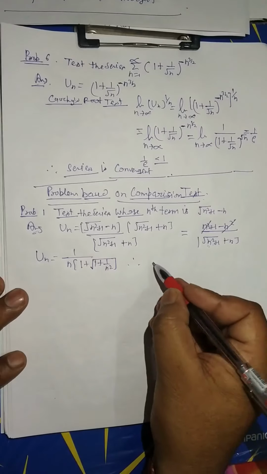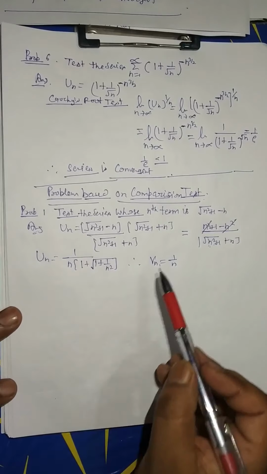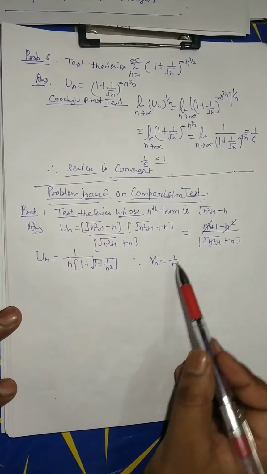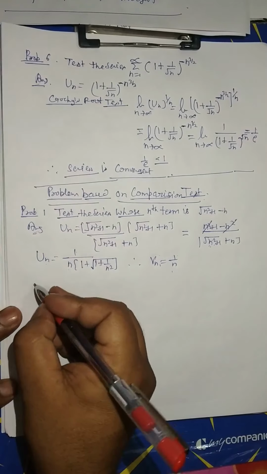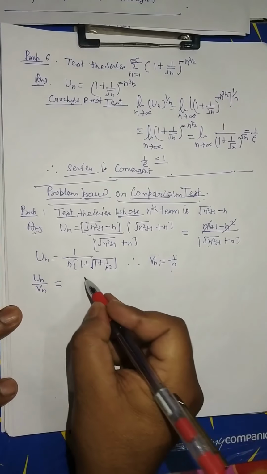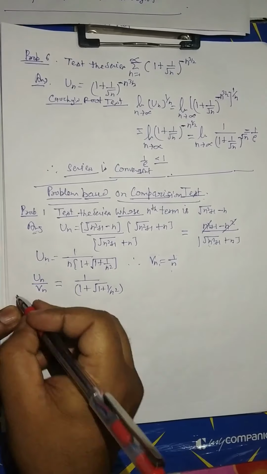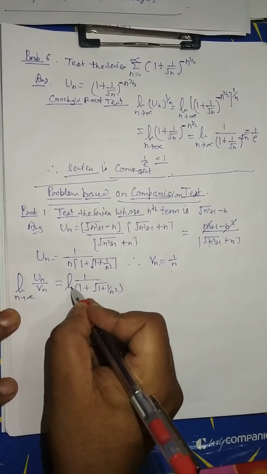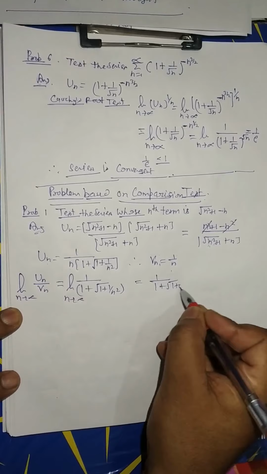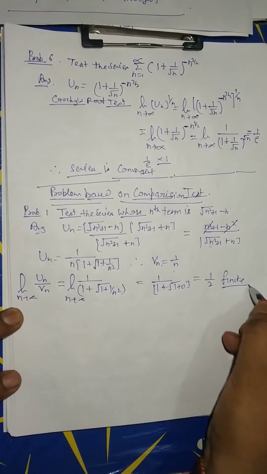term of the series, say vn, equal to 1 upon n. This is a small part of the nth term un. We say vn is equal to 1 upon n. Now un upon vn is equal to 1 upon 1 plus under root 1 plus 1 upon n square. Now taking limit n tending to infinity both sides, this is equal to 1 upon 1 plus under root 1 plus 0, which is 1 upon 2, finite.